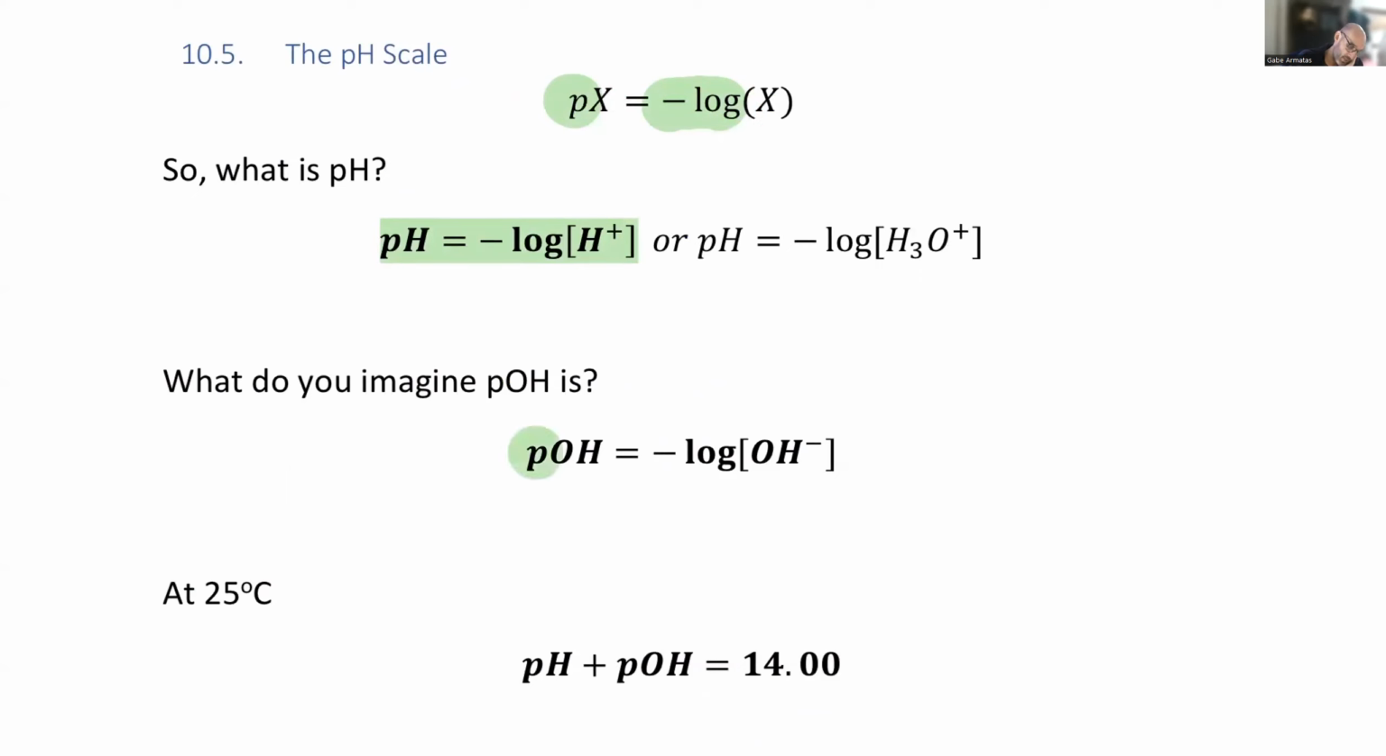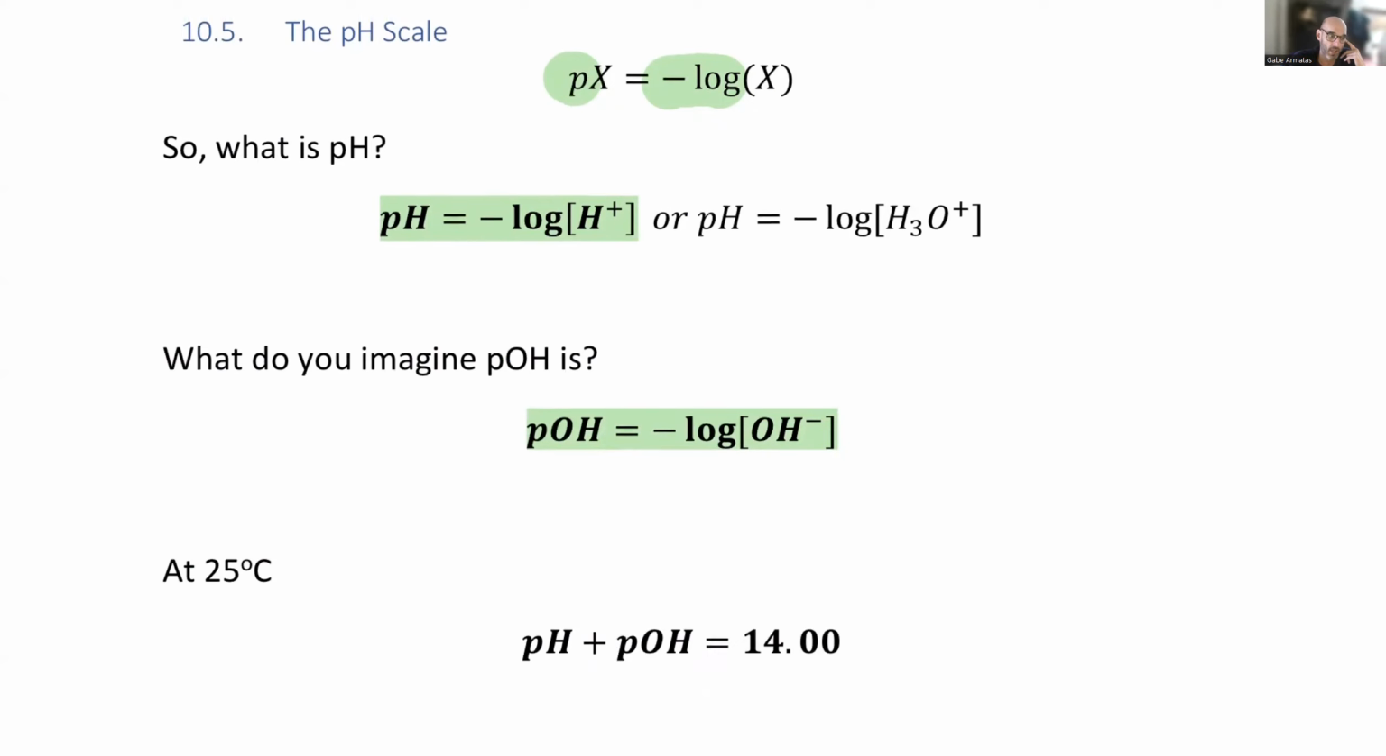So what do you imagine pOH is? Well, pOH is equal to the negative log of OH minus. Okay. What do you imagine pI is? Negative log of concentration of I minus, right? So there's all these different terms. The P term is just negative log of whatever's after it, okay?